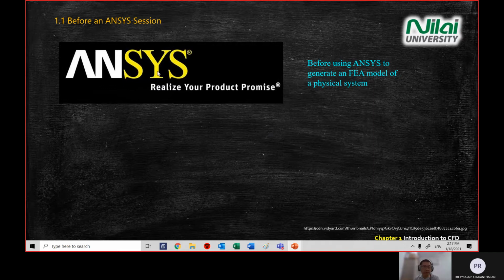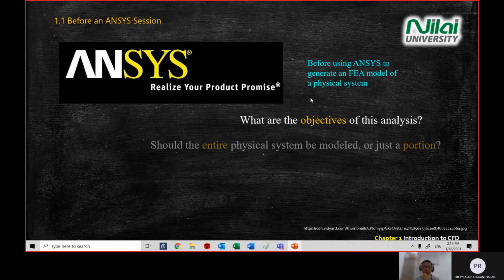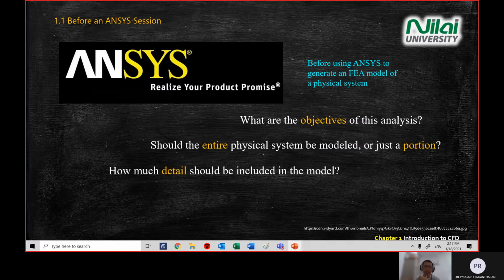I think you're already familiar with this logo, ANSYS. So we need to know the objective, right? Before we use ANSYS, these are a few questions that we need to ask ourselves. The first one is, what is the objective of your analysis? What do you want to do with this software? What do you want to analyze? For example, do you want to analyze structure, thermal, electrical, electromagnetic, or fluid? You have to know which category you want to go to.